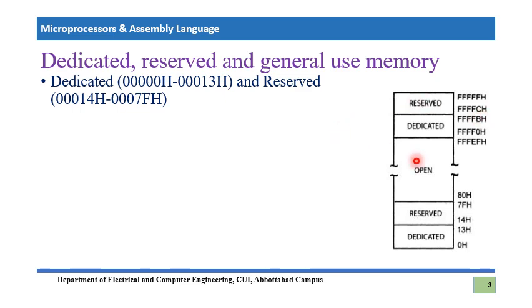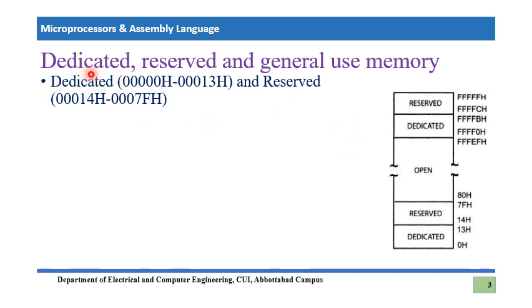Well, if you see this diagram, we can observe that there are several kinds of memory. For example, this is the lowest part. It shows that it is dedicated. This part is reserved. Then this part comes, which is open. What does open mean? And then this part is dedicated, and again the last part of the memory is reserved. So what are those, and what are their purposes? We are going to learn in this topic.